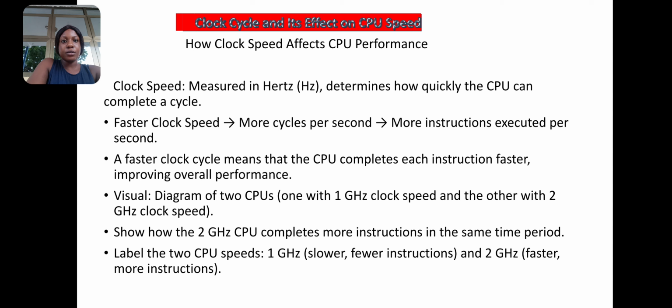So to show how the 2 gigahertz CPU completes more instructions in the same time period, you label the two CPU speeds. The 1 gigahertz is slower with fewer instructions, and the 2 gigahertz is faster with more instructions. So that's the difference. So this is how the clock speed affects CPU performance.